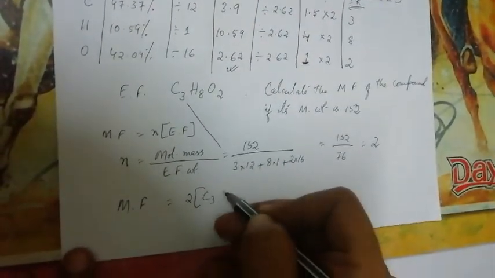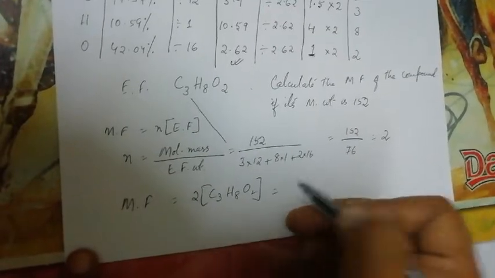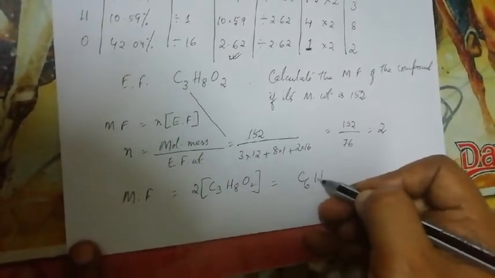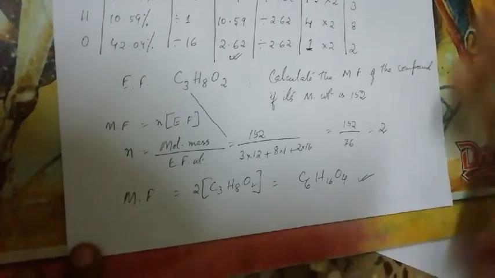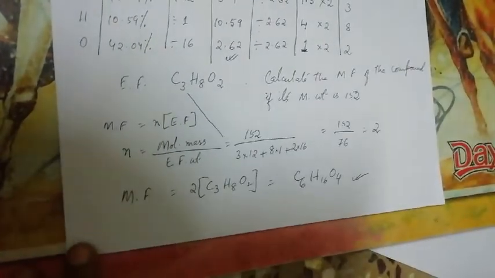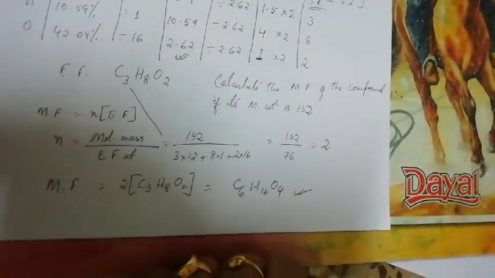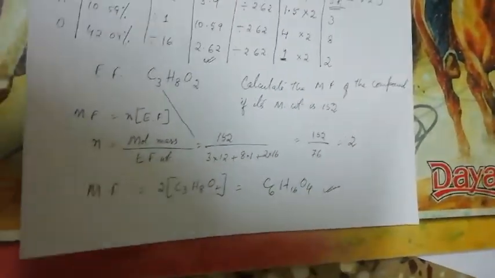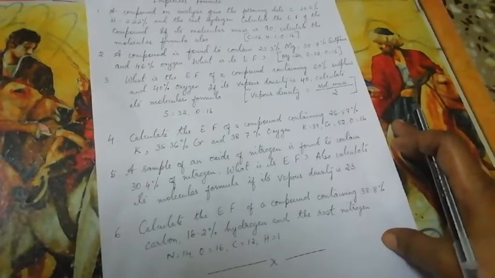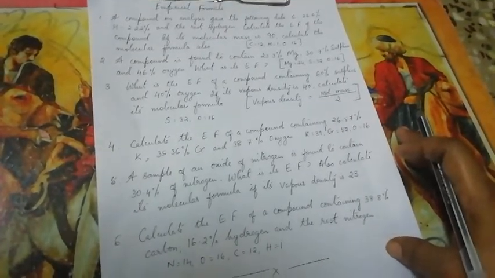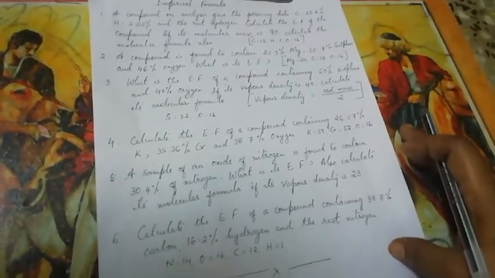So molecular formula will be 2 times the empirical formula. So that is C6H16O4. I hope it's clear. Now I have selected a few questions for your practice. Just take a screenshot if you want and then do them in your answer sheet, chemistry copy. That's all in chapter 1, class 9. Thank you.